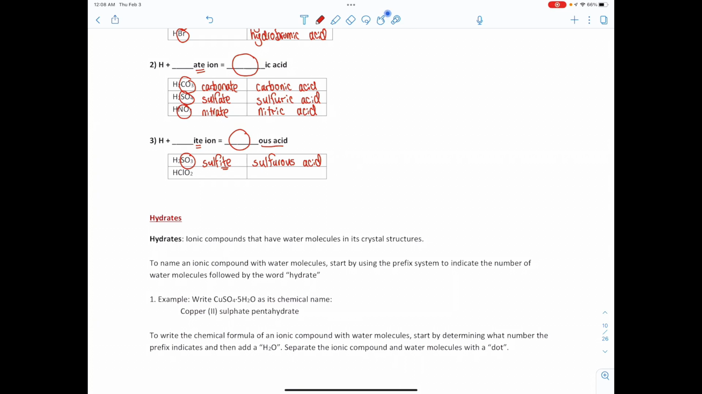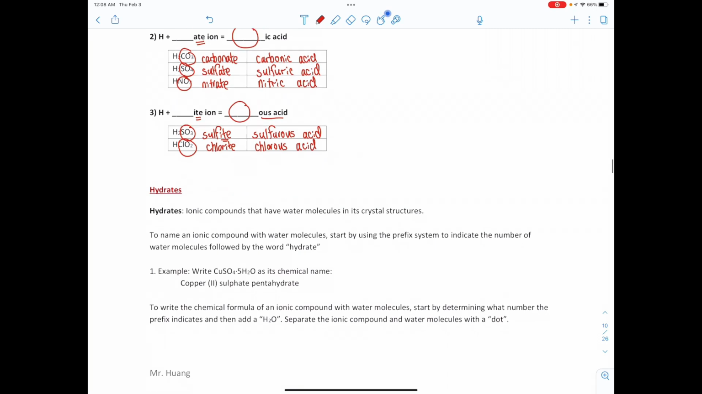ClO2 minus, if you look on the polyatomic ion list, this is chlorite. And so when we combine it with an H to form an acid, this is going to be chlorous acid. And so this is naming acids.